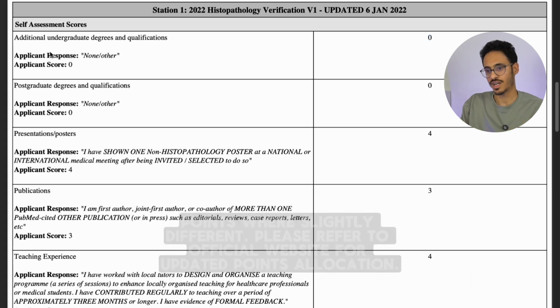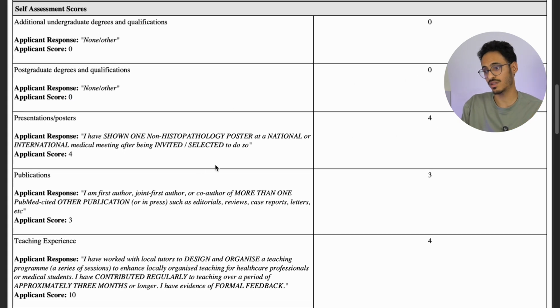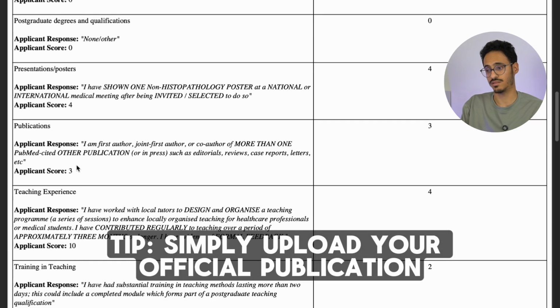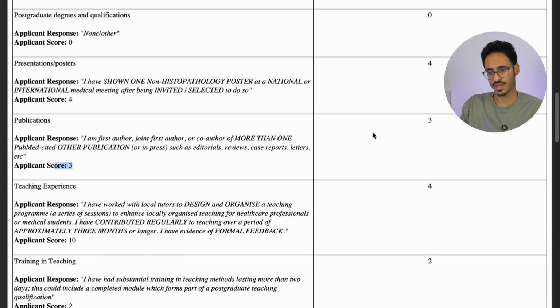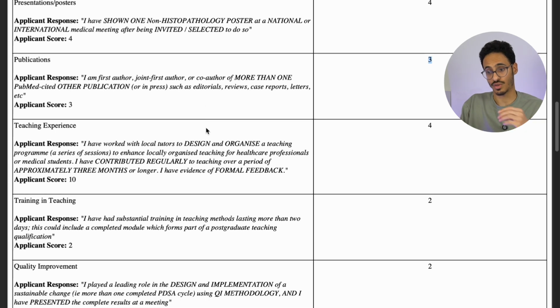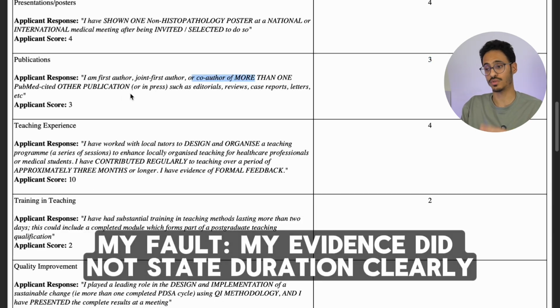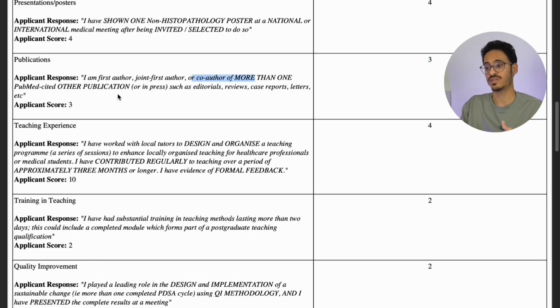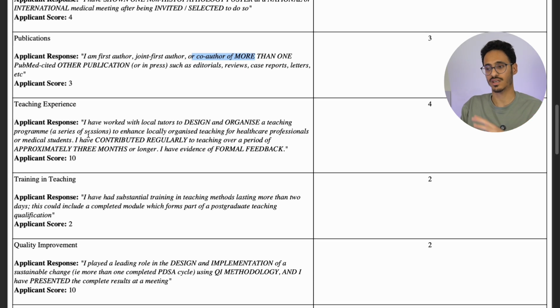As I said, for undergrad and postgrad, I didn't have any degrees, so I've put 0. Presentations, I've given myself 4, and they said that I deserve 4. In publications as well, I had PubMed cited case reports, and I've used that. In teaching experience, as I said, I've done a big teaching initiative, so I've given myself 10, and I've put the evidence, but unfortunately they did not approve of that evidence, and they've underscored me to 4. So you can learn from my own mistakes and probably get an appropriate letter that explains exactly what you've done.